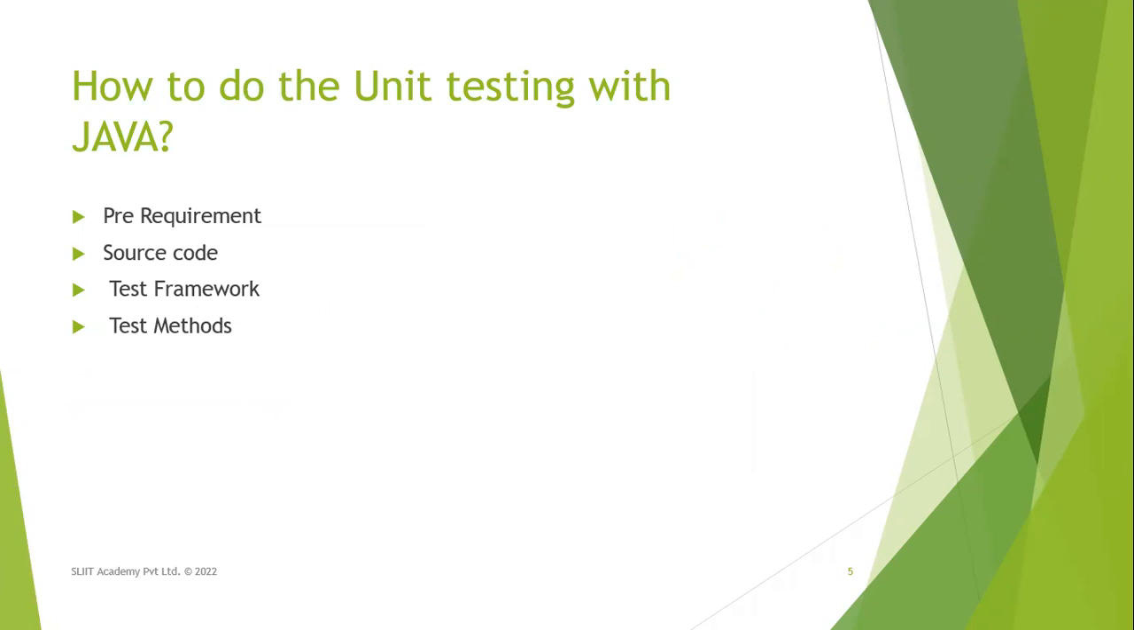Now let's see how to develop unit testing with Java. So what are the things that you need to have? Let's see what the prerequisites are. First of all, you need to have a source code to test. If you don't have source code, we don't have anything to test, right? Then a testing framework and testing methods. So you need to have a source code, a testing framework, and the methods.